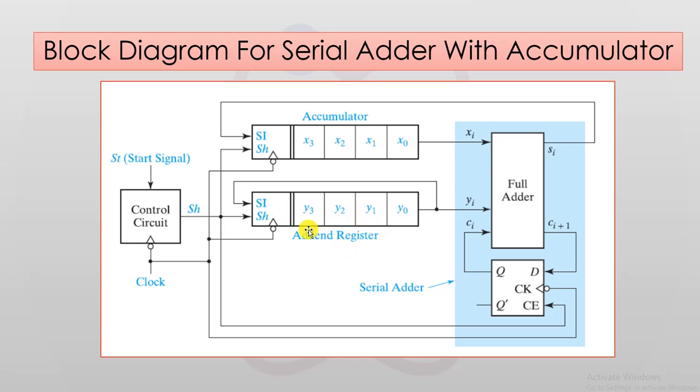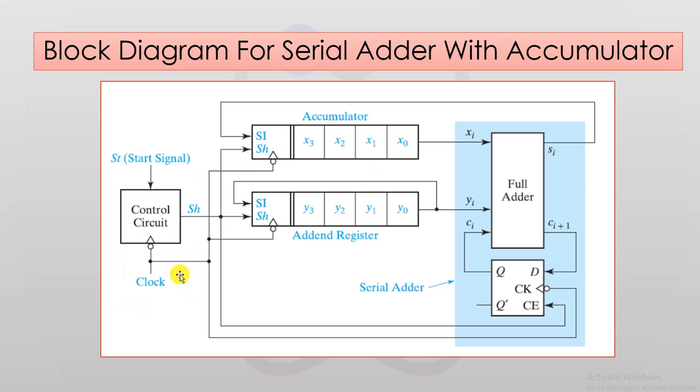The add-in register is connected as a cyclic shift register so that after shifting 4 times, it is back in its original state. So the cyclic shift register can be seen here, wherein you can see the way the last bit is made to shift to the first bit. So this way the number Y is not lost because of the cyclic shift.